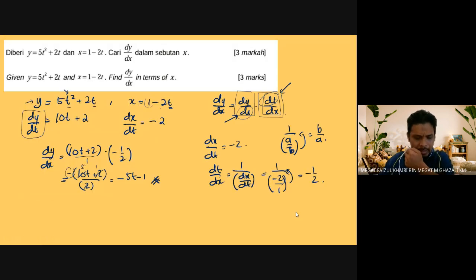Okay, so then t plus 2 and negative 2, times 1 over negative 2, 5t minus 1.